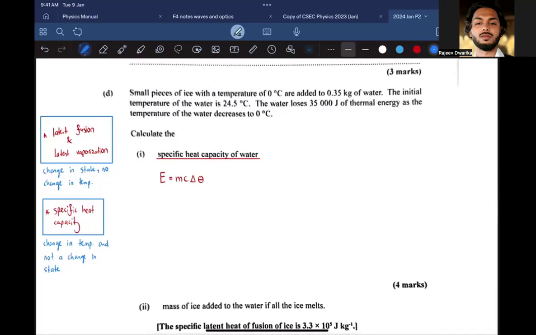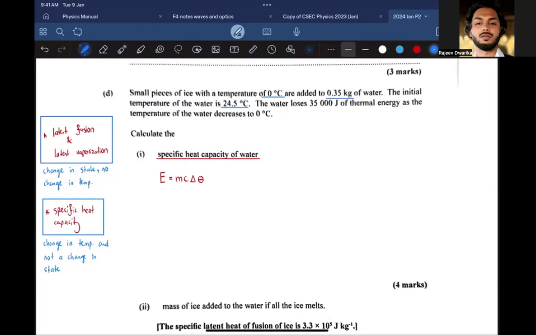So you have a small piece of ice. The ice is originally at 0 degrees Celsius, and you're adding it to 0.35 kg of water. Before anything, you'd have to convert the 0 degrees Celsius ice to 0 degrees Celsius water, and then the water would rise to 24.5 degrees Celsius. Just keep that in mind. The initial temperature of the water is 24.5 degrees Celsius.